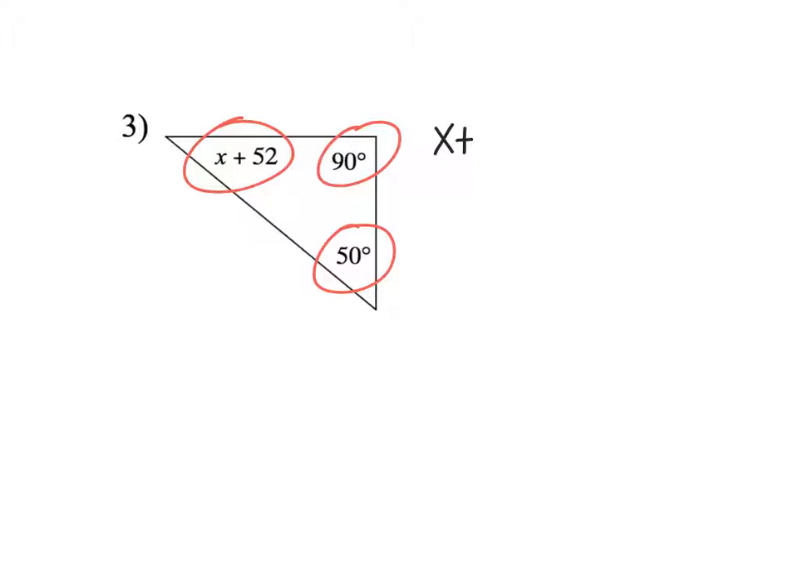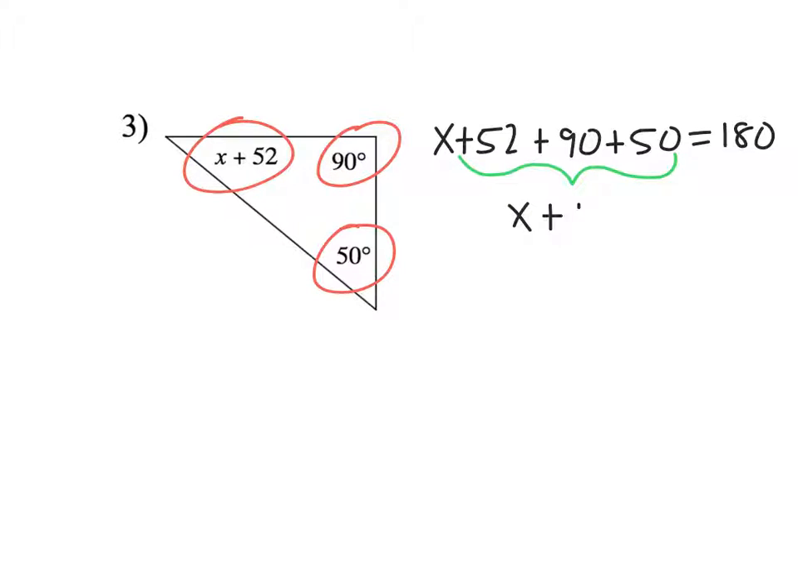So we write x plus 52 plus 90 plus 50 equals 180. Next, in solving, I want to combine these like terms. So 50 plus 52 plus 90 is going to give us 192. So x plus 192 equals 180. At this point, to get x by itself, we subtract 192 from both sides.